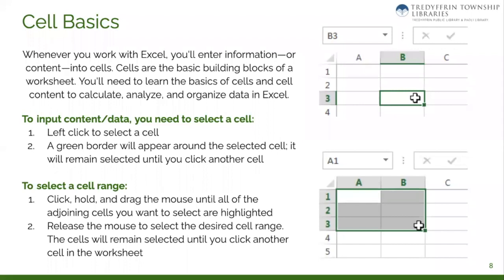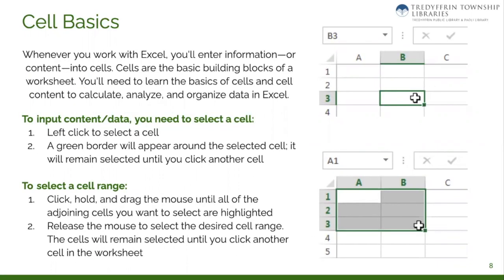To input content or data, you need to select a cell. So you simply left click on the cell where you want to insert the data. A green border will appear around the selected cell, and it will remain selected until you move to another cell.